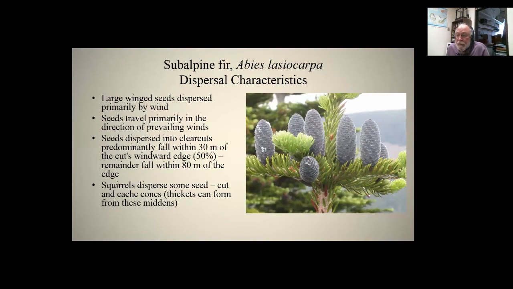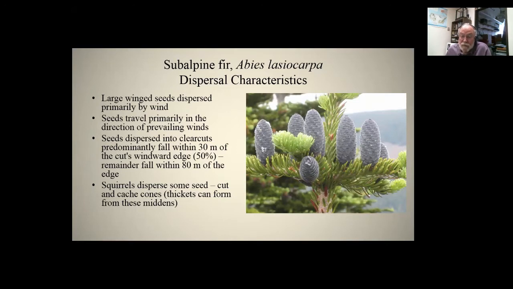It has large winged seeds dispersed primarily by wind, but it can be cached, which I'll get to in the next slide. The seeds travel primarily in the direction of the prevailing winds, and we've done some dispersal work looking at the adelgid, but it's pretty similar for the trees, just not quite as far. The seeds are dispersed into clear cuts, but it's not a long distance dispersal by any stretch. 30 meters is what we're looking at. Into a clear cut, maybe as much as 80 meters. I've heard some people say up to 100 meters, but that's a long way for these seeds to go.